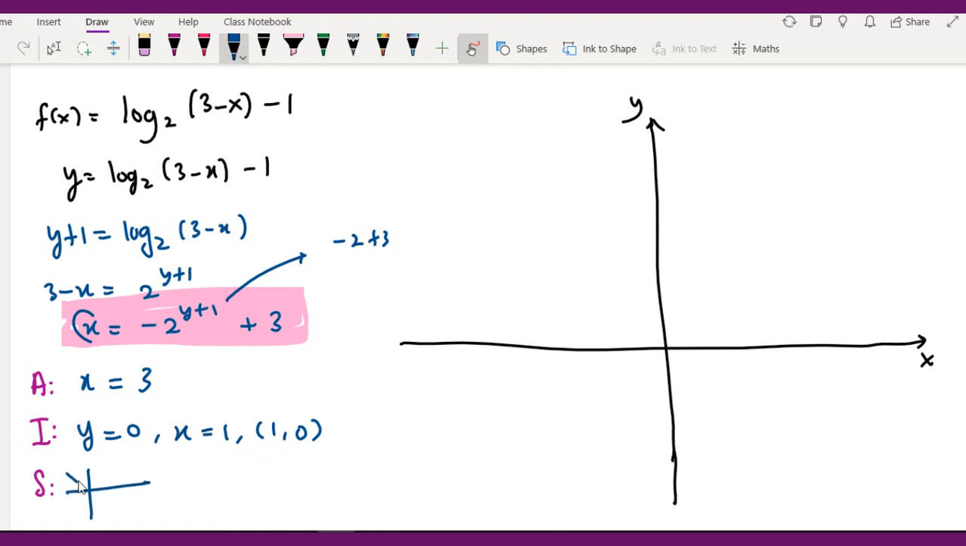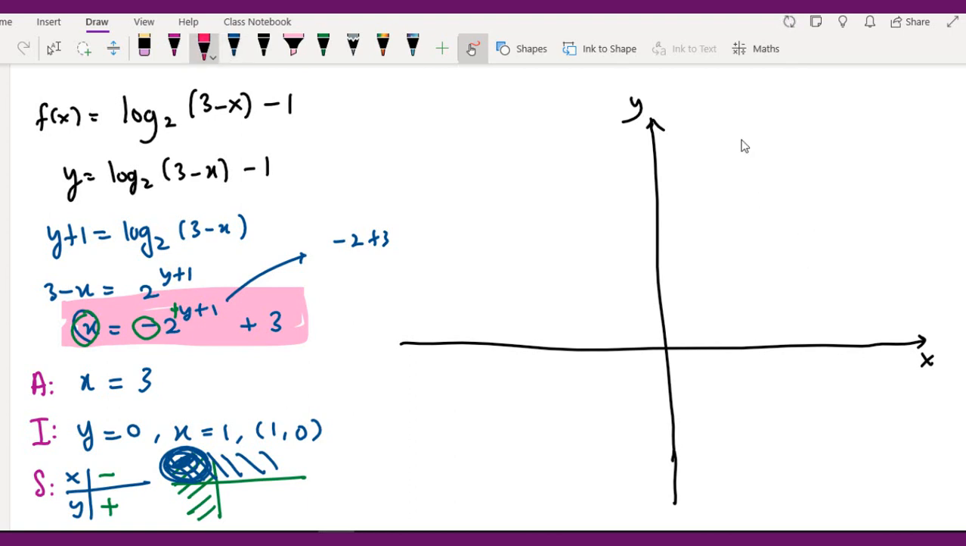And the starting point, x, y, and check. X is negative, y is positive. So for x negative, this is the region: second and third quadrant. For y positive, second and first quadrant. So the starting point is just in the second quadrant.